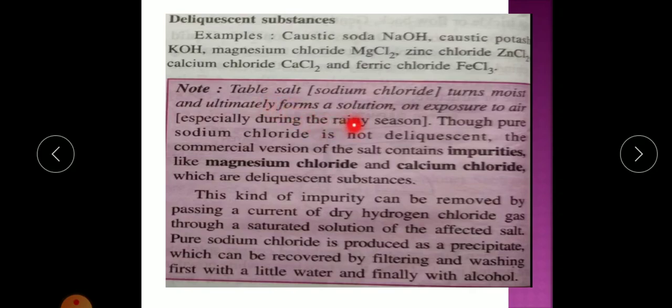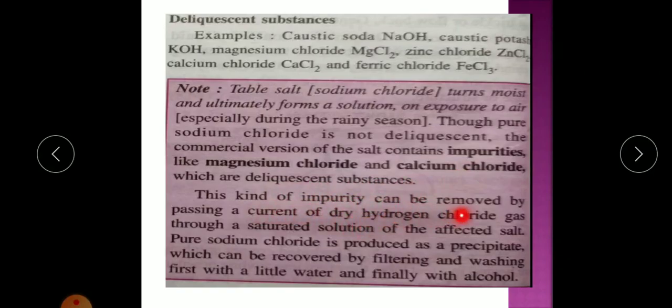Note, table salt, that is sodium chloride, turns moist and ultimately forms a solution, as I explained, on exposure to air, especially during the rainy season. And why does this happen? Though pure sodium chloride is not deliquescent, the commercial version of the salt contains impurities like magnesium chloride and calcium chloride, which are deliquescent substances. So they absorb the moisture, become moist, and ultimately form a solution.